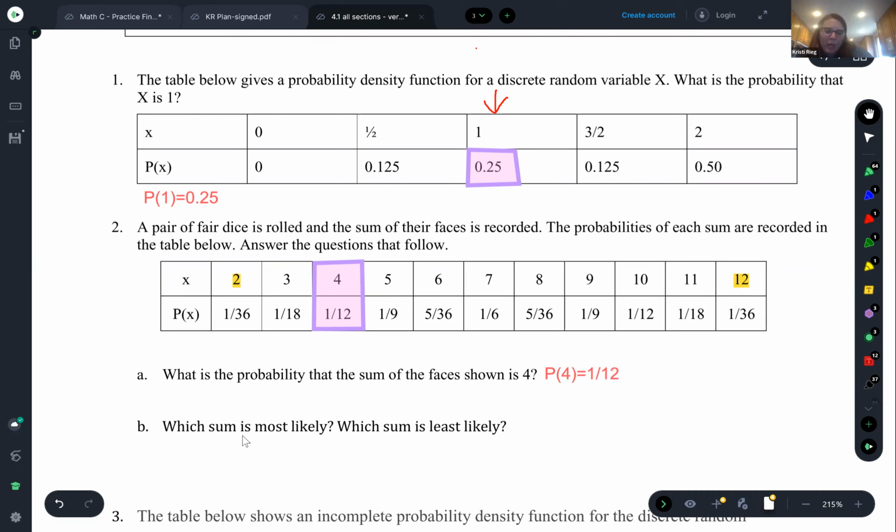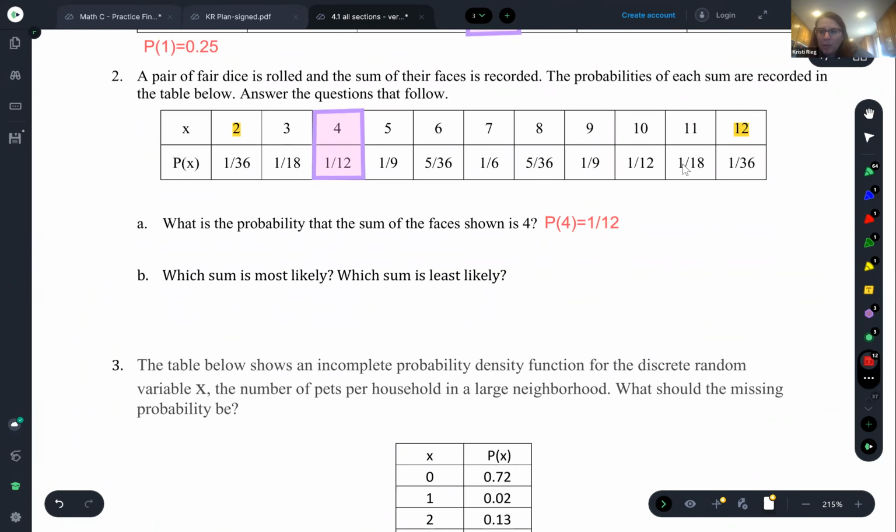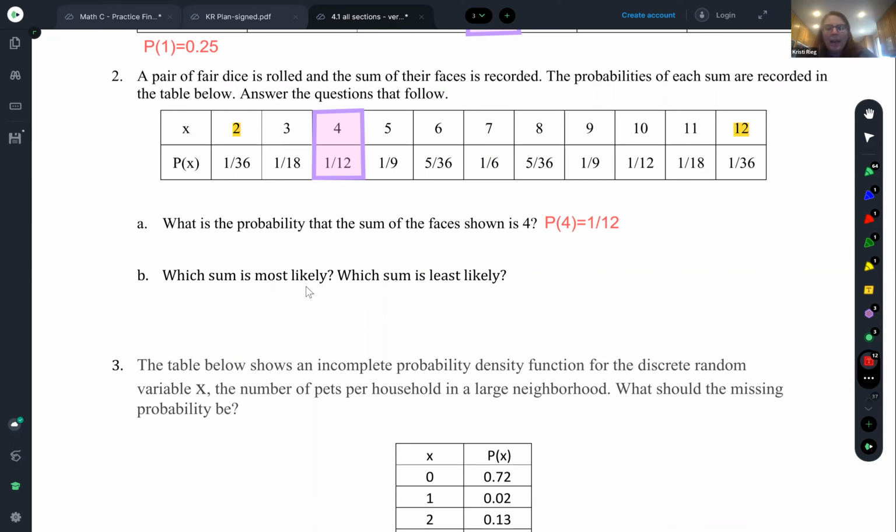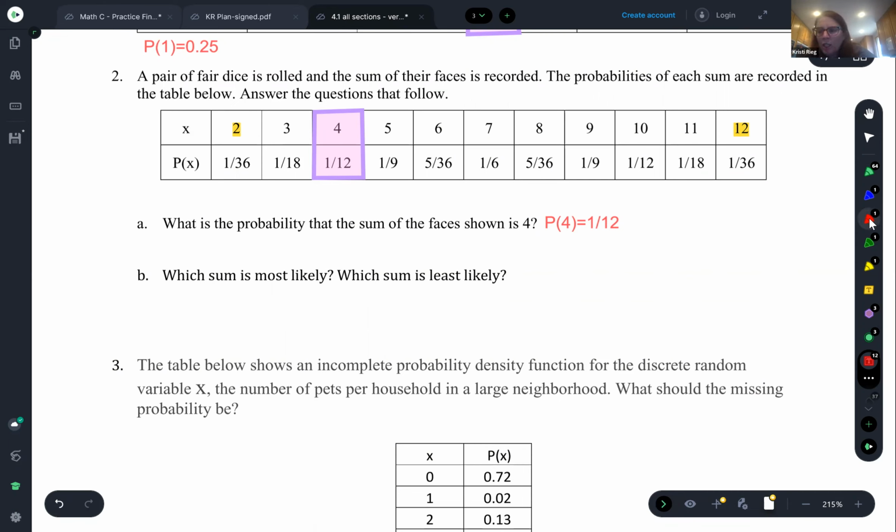Then it says which sum is most likely, which sum is least likely. So the most likely is going to have the biggest probability, and the least likely is going to have the smallest probability. It's kind of hard unless you're an expert at fractions, because they all have different denominators, but I think we can all agree that the least likely is going to be the 2 or the 12.